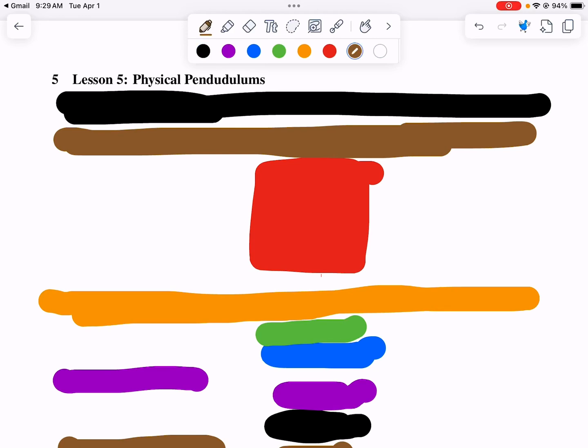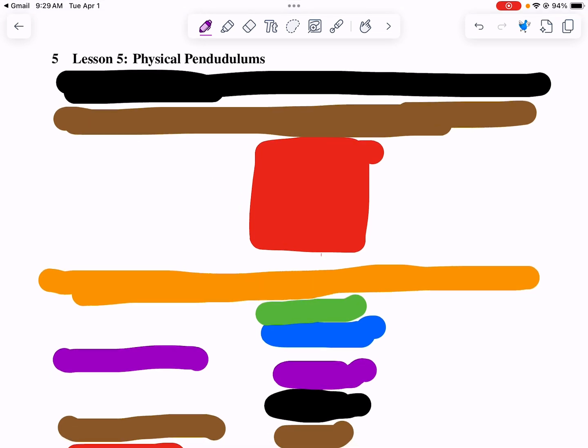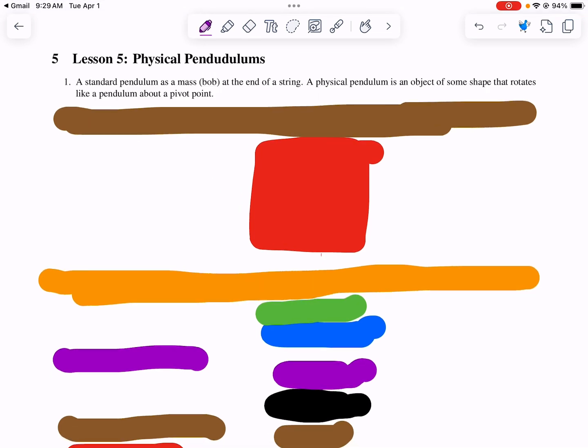Hi guys, in this video we're going to talk about physical pendulums, which are great fun. I really like physical pendulums. They're not very different from regular pendulums, but then again they are, so let's go ahead and talk about those. We're going to start by comparing them, and then we'll draw some pictures, and then we'll look at those equations that we've been looking at for all the other simple harmonic oscillators.